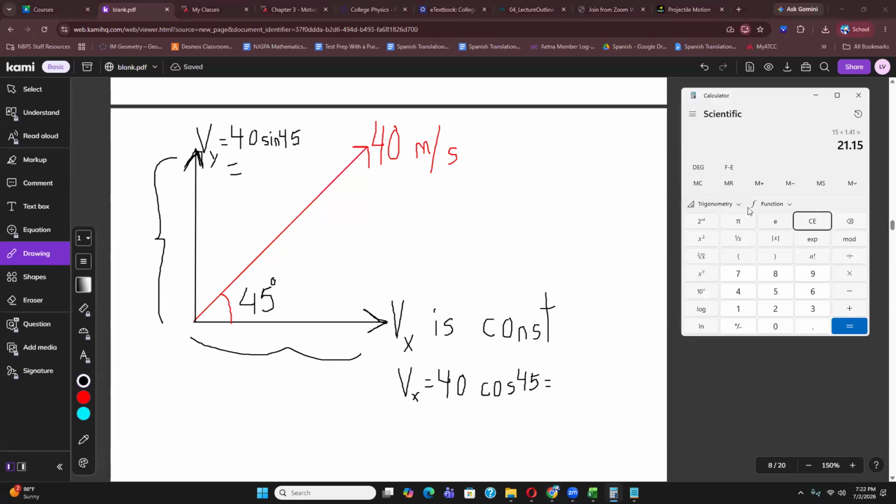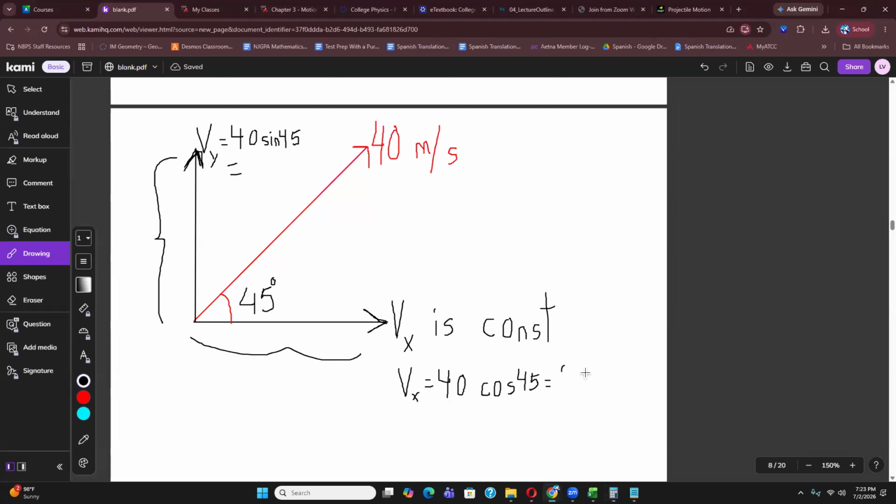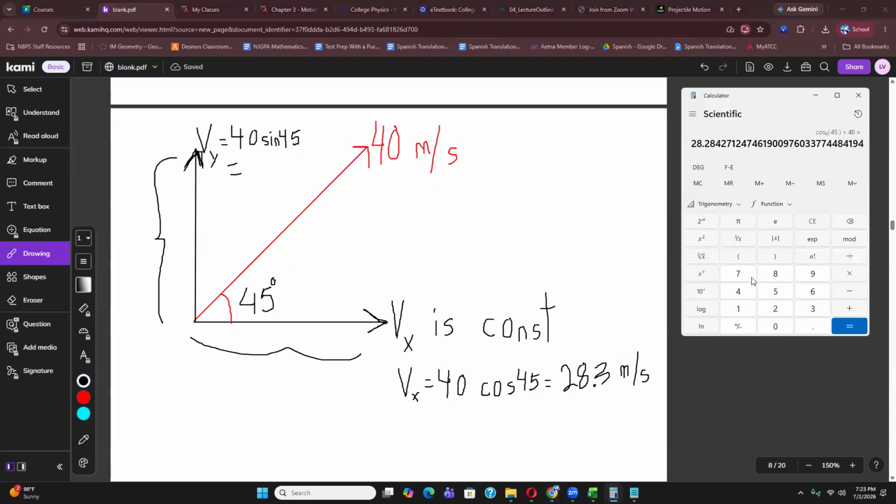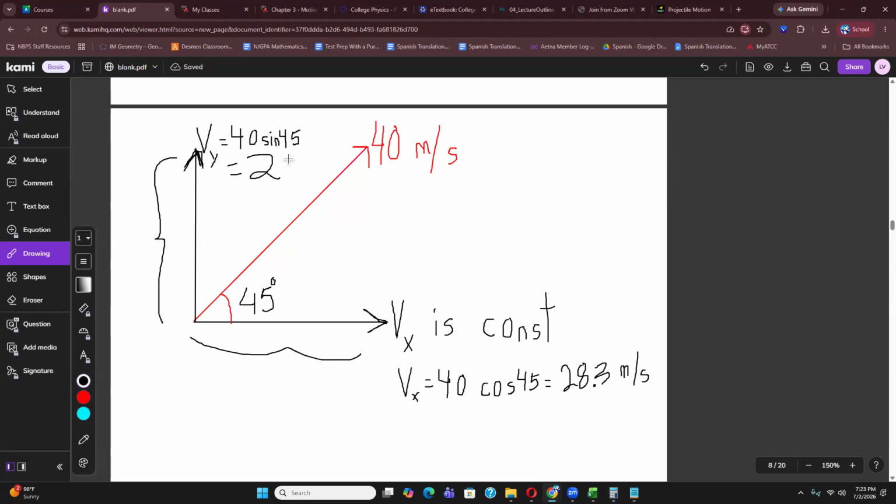If I use a calculator, cosine of 45 is that, times 40, 28.3 meters per second. Okay? And cosine and sine of 45 are the same. Look at it. The same. So it will be the same, 28.3 meters per second.